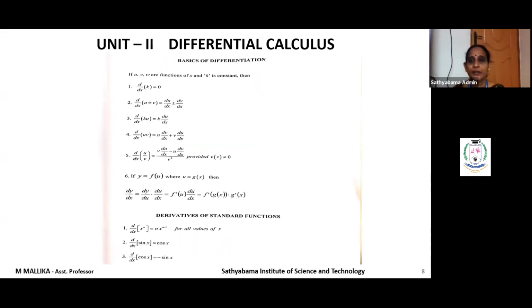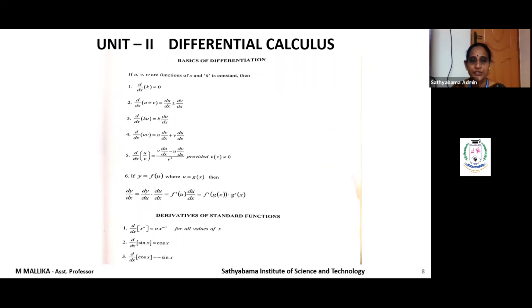Before going to Unit 2, Unit 2 is actually differential calculus. As the name says, this unit definitely deals with differentiation. So unless you know a little bit of differentiation, you won't be able to solve problems in this second unit. So you should know the basics of differentiation. Namely, what are the basics of differentiation? Derivative of a constant is 0. Then derivative of a constant multiplied by a function is the constant times the derivative of the function.